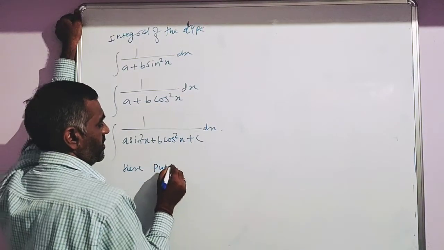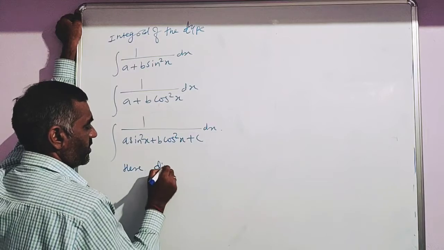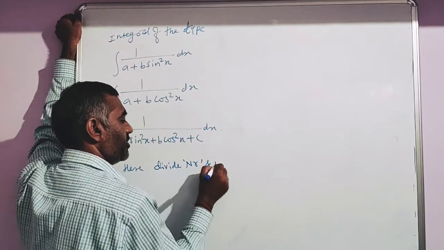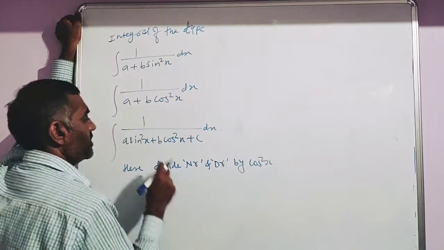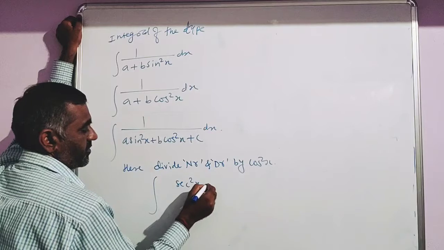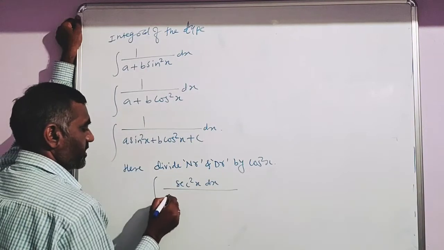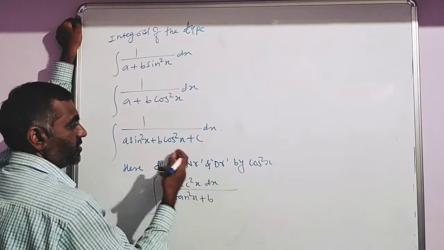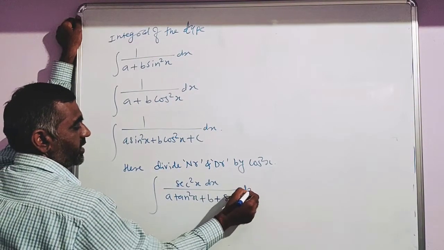Put, here divide numerator and denominator by cos square x. Therefore numerator will be sec square x. बरोबर आहे. आणि हा टाकला तर cos square नंतर tan square a tan square x plus b cos square डिवाइड करा plus c sec square x dx.